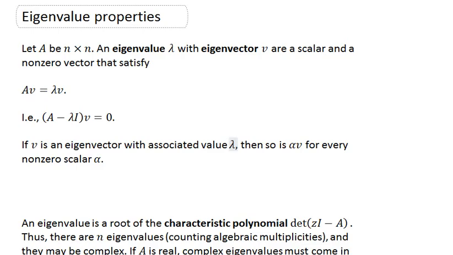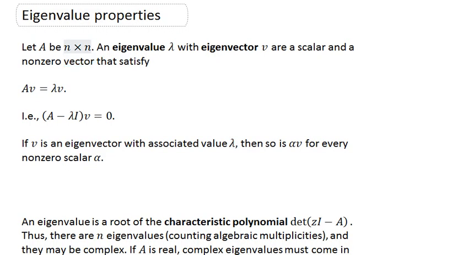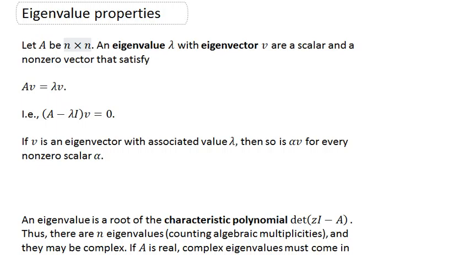So to talk about eigenvalues, we have to talk about square matrices only. These things only apply when A is n by n. We say there's an eigenvalue lambda with associated eigenvector v if lambda is a scalar and v is a non-zero vector satisfying this equation: A v is equal to lambda v. Remember, A is a matrix here and lambda is a scalar.